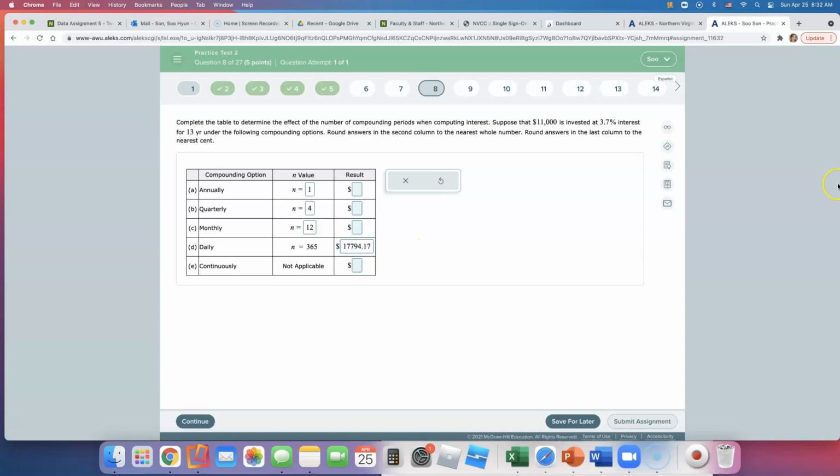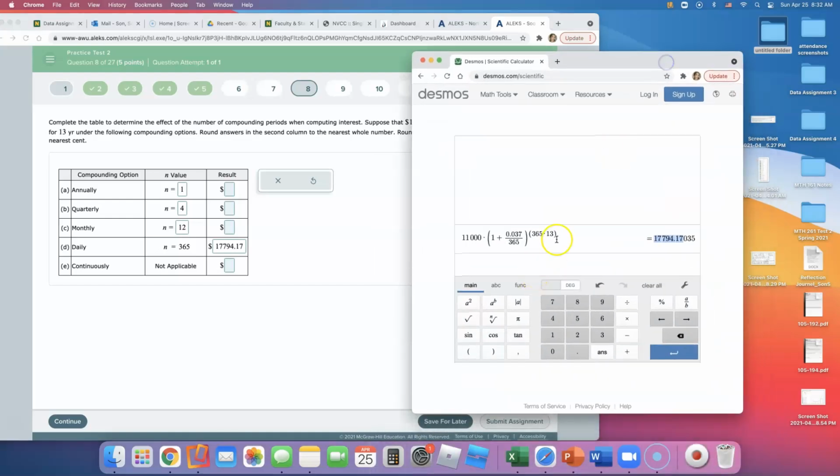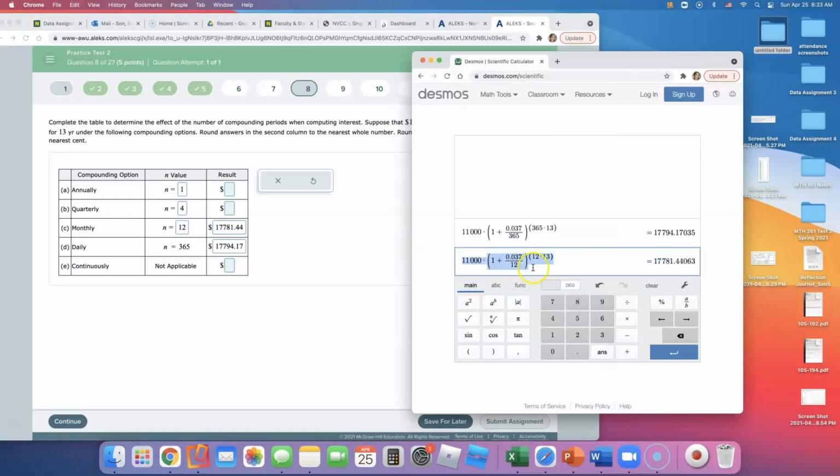And everything else will really be the same. For the monthly, all you need to do is change this to 12 in the bottom. Everything stays the same, and this 365 changes to 12. This is just the formula that we used. Can't remember what section it was, but I can add the formula in Canvas for you. So this is the monthly. And for quarterly, all I need to do is copy this, but I will change the bottom of the fraction to 4 for quarters, and this 12 to 4. So this is the answer.